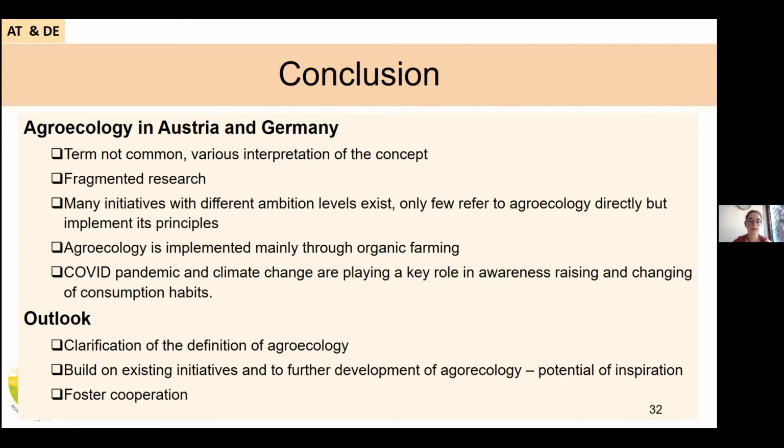So the mapping I presented here, I hope I could illustrate through a few initiatives and a few examples of what we considered to be agroecological initiatives, and I think they can, of course, serve as an inspiration to further develop agroecology in Europe. And that's all from me. I want to thank you for your attention. And of course, I saw some names of my key informants, and I want to thank you all for participating in this study.